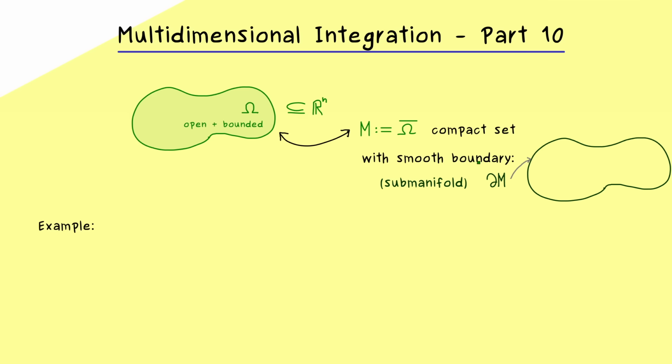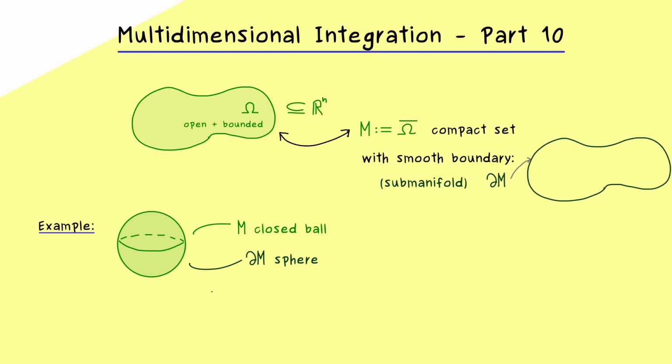Indeed, the pictures here are two-dimensional, but I think you should visualize most examples in R3. For example, you could say our Omega is the open three-dimensional ball in R3. Then M is just the closed ball and the boundary is the sphere. And indeed, the sphere is a nice two-dimensional smooth surface in R3. Moreover, the smoothness implies that at each point on the sphere we can define a normal vector. And there I can already tell you, this normal vector is what we need in calculations.